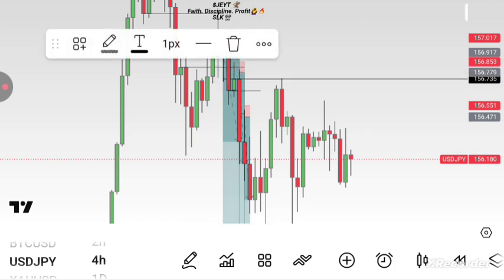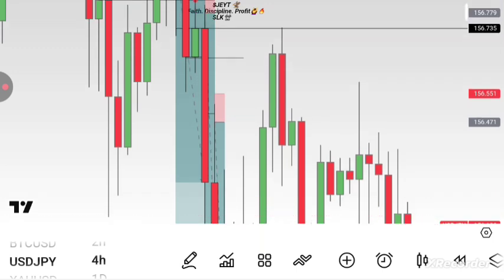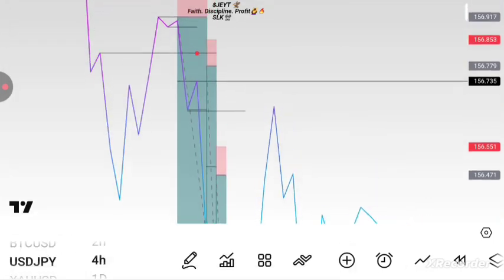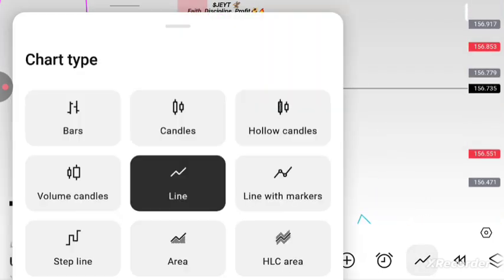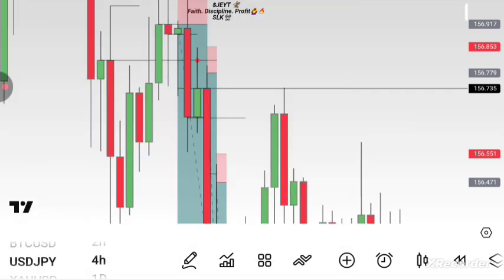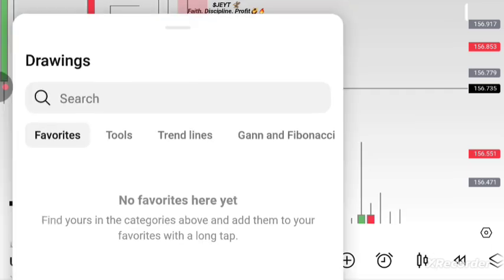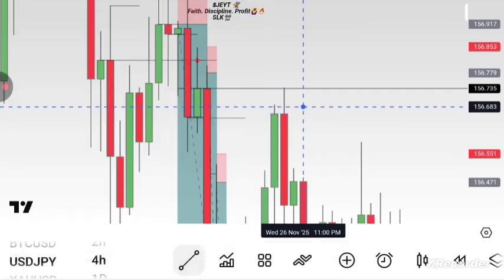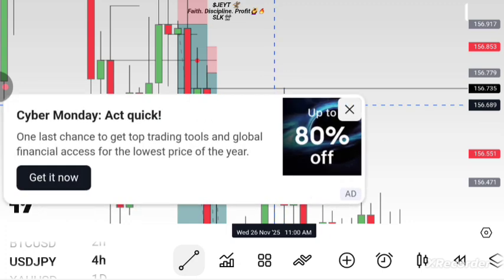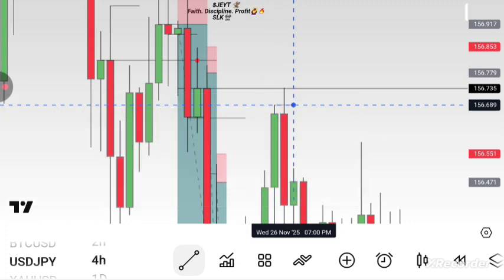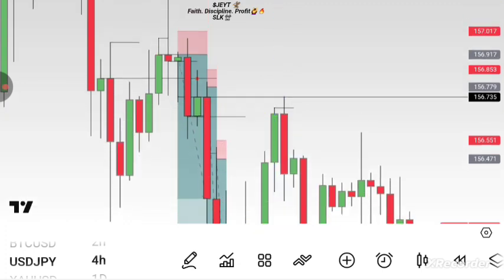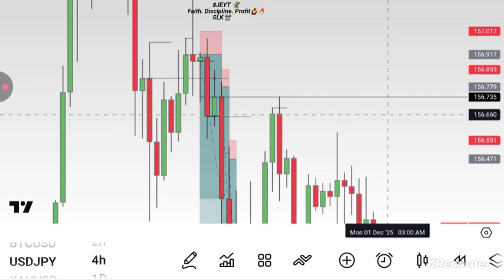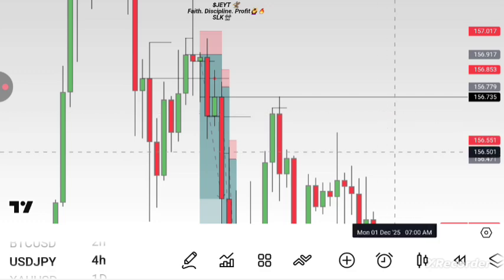Price tapped that particular A-shaped key level. Then what? It rejected and closed. It swept liquidity here too. Price was supposed to come back up here and react, but it didn't come here to react. But there was actually something.